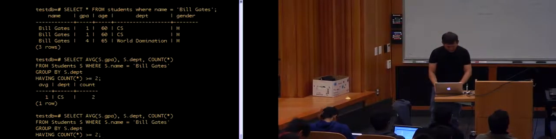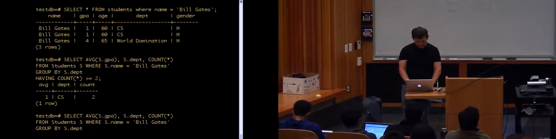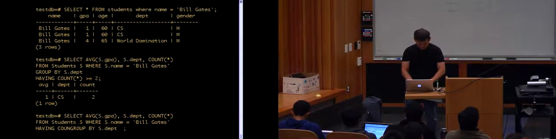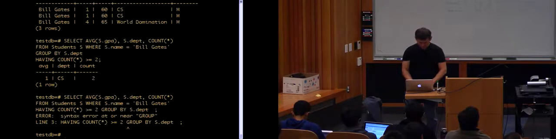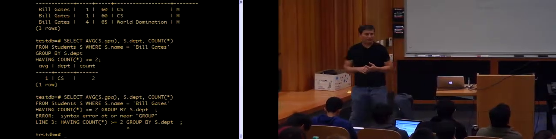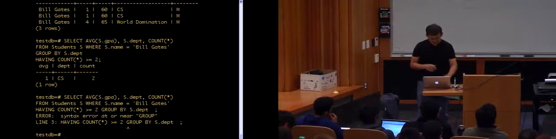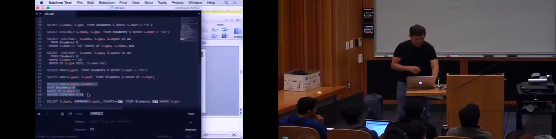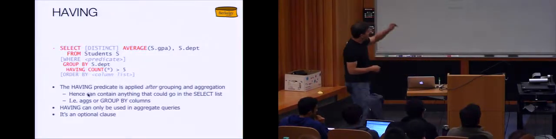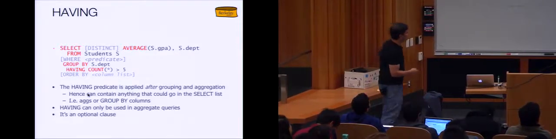I mean, we can try it, but I'm pretty sure it won't work. But let's give it a whirl. Having count star greater than or equal to 2. Yeah. It can't parse that. It needs having to be after group by. Where also probably has to be before group by. You can try that test at home. And the syntax in the slides is correct. You can optionally have a where predicate. You can optionally have a having, but the having has to be after group by.